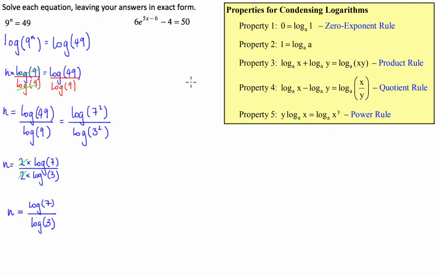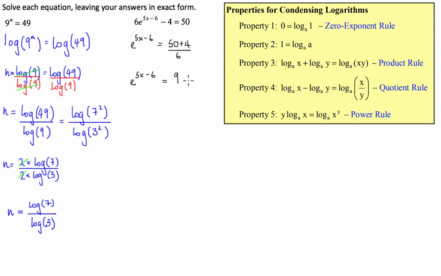So the first thing that I'm going to do is use algebra to take the 4 and the 6 over to the right hand side. So I'm going to be left with e to the power of 5x subtract 6 is equal to 50 plus 4 all divided by 6. And from here, guys, let's just rewrite that as e to the power of 5x take 6 is equal to 54 on 6 is 9.